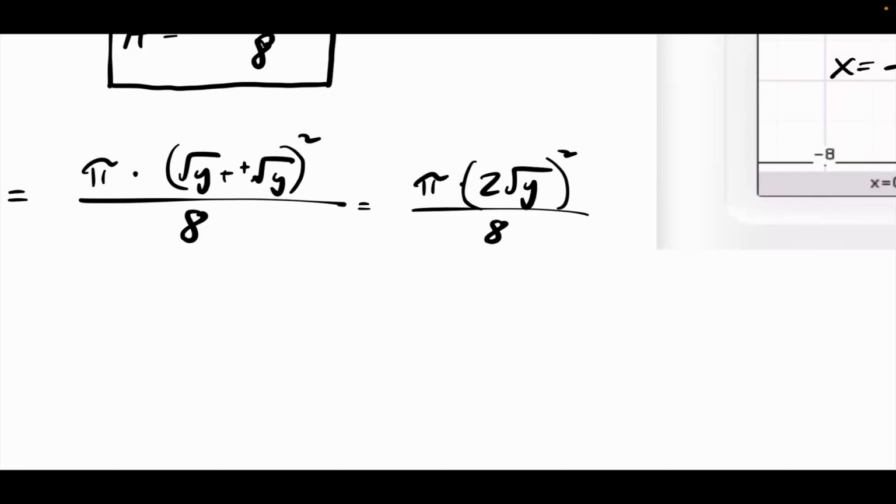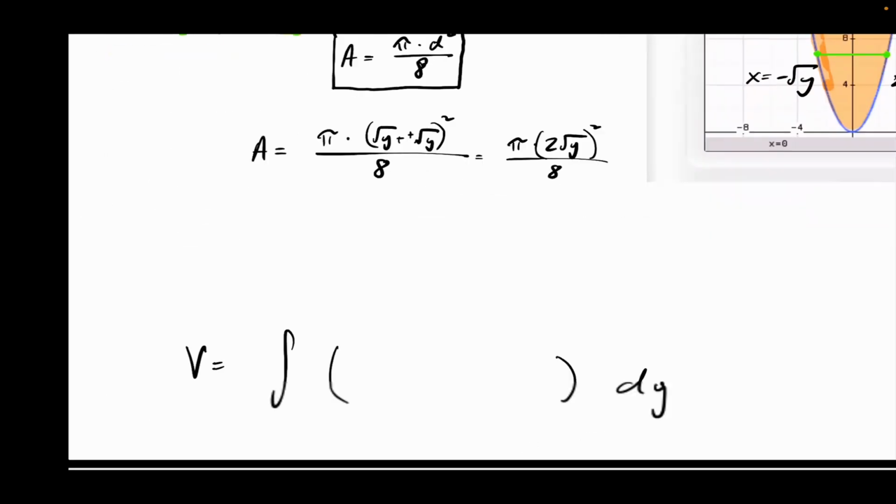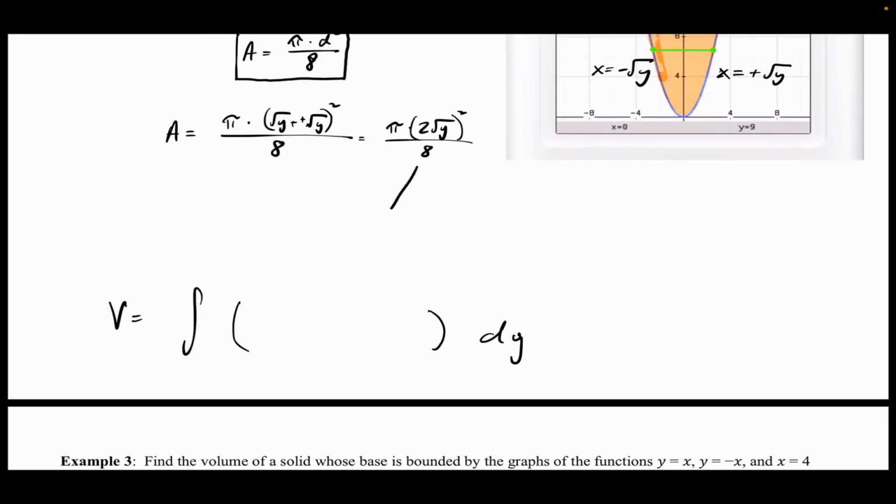You can clean this up a little bit. If I square 2, it becomes 4. If I square the square root of y, it just becomes y. So it's 4y pi over 8, or you can just leave it like that. Either one is okay. So that I'm going to plug in here. So pi times 4y over 8. Because if you square 2, you get 4, and if you square the square root of y, you get y.